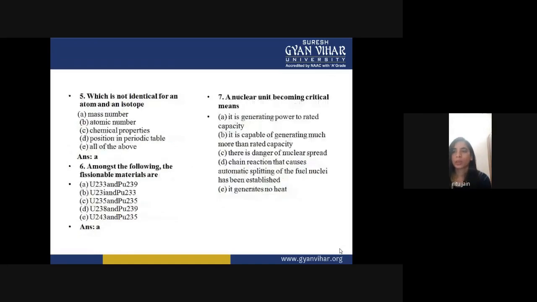Now we come to another question. Which is not identical for an atom and an isotope? The options are mass number, atomic number, chemical properties, position in the periodic table, and all of the above. So the mass number is not identical for an atom and an isotope. Okay, now another question.